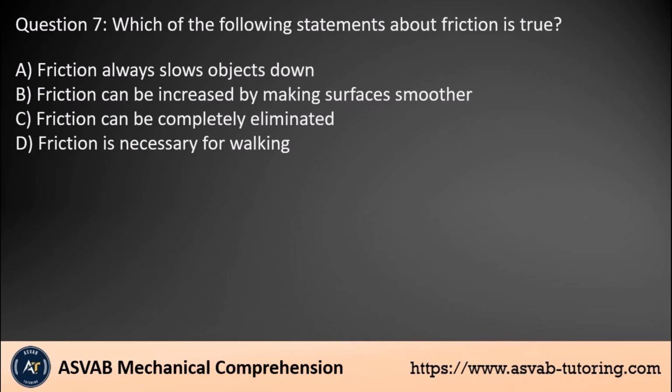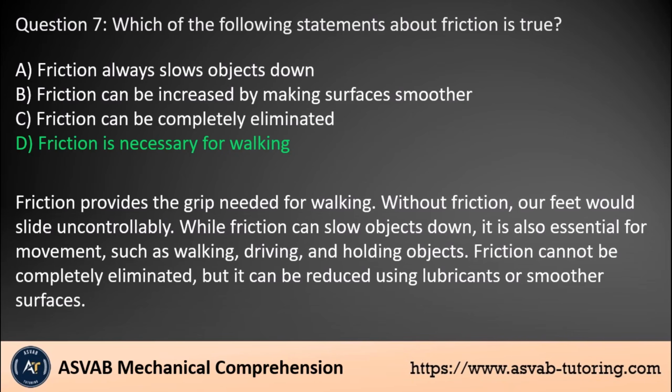Which of the following statements about friction is true? Option A, friction always slows objects down. Option B, friction can be increased by making surfaces smoother. Option C, friction can be completely eliminated. Option D, friction is necessary for walking. The correct answer is D, friction is necessary for walking.